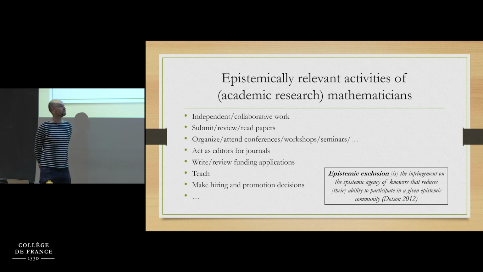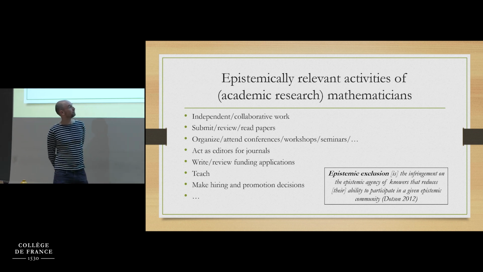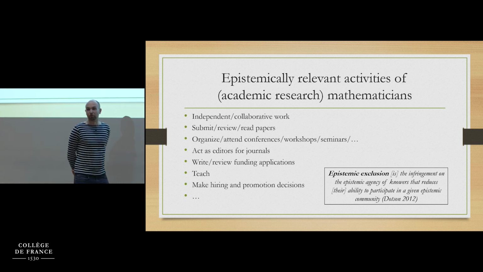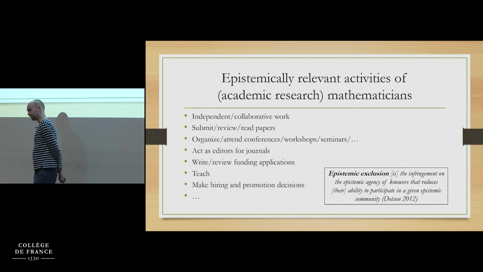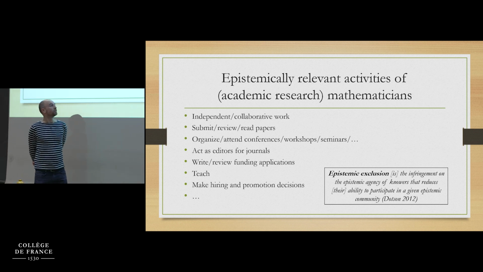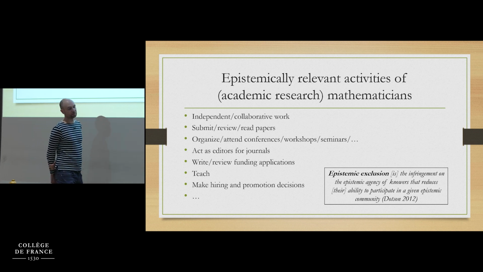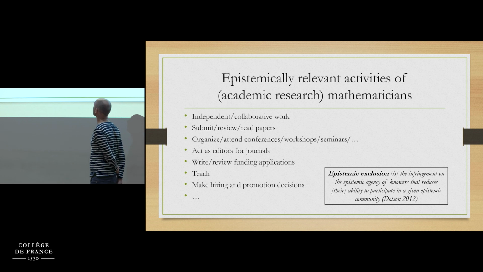So here's a definition taken from Dodson. What an epistemic exclusion is, namely the infringement on an epistemic agency of knowers that reduces their ability to participate. So epistemic exclusions are not a yes or no matter of affair, but rather it's a graduation, right? So any kind of infringement, anything that hinders somebody to participate in these activities would suffer some form of epistemic exclusion in some way or another.